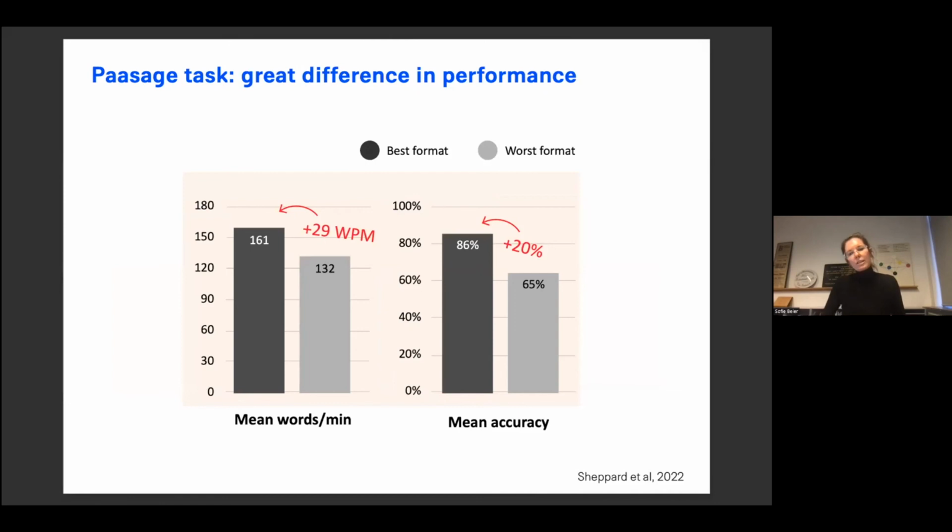And then when we look at the individual child, at the performance of the best font and the performance of the worst font, there was a mean improvement between the worst and the best of 20% in reading speed. So that's actually quite a lot.